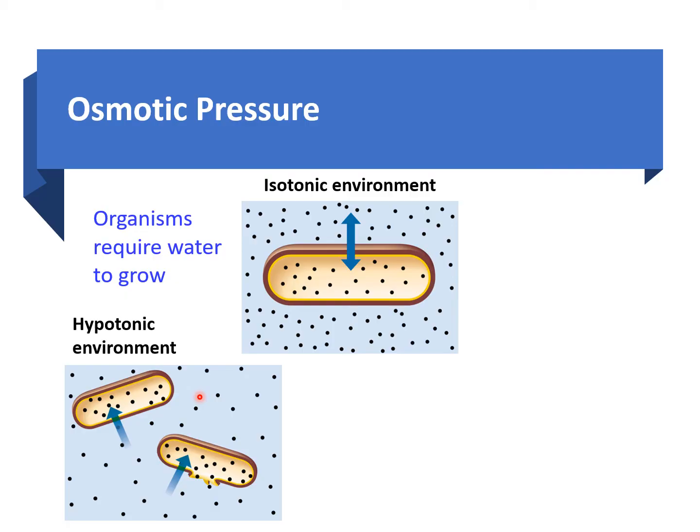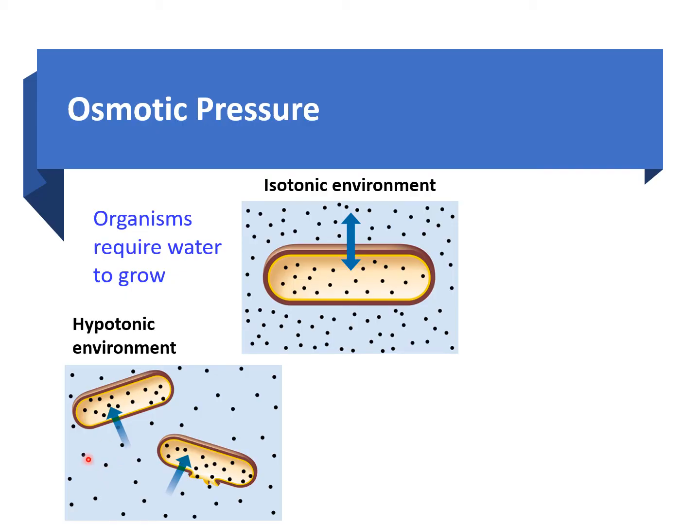Okay. Now, as I said, we always explain the condition outside the cell. So how is the condition outside the cell? Well, the condition outside the cell, as you can see, it has less solutes. So how can I say it has less? What's the word for less? Hypo. So hypo means low. So hypotonic environment means that this environment right here has way less solutes compared to the cell.